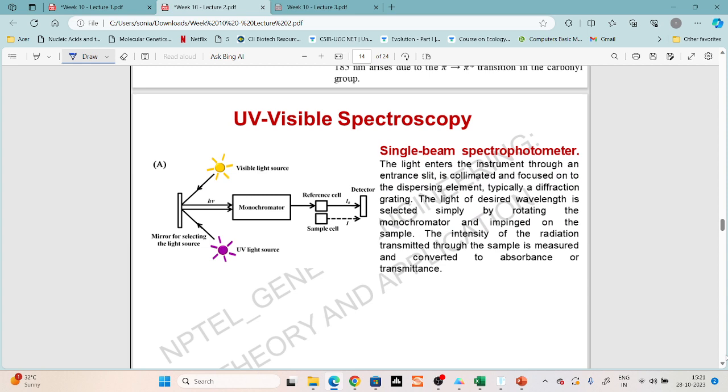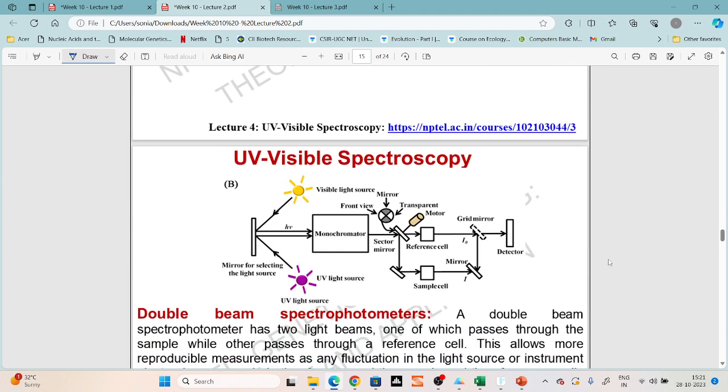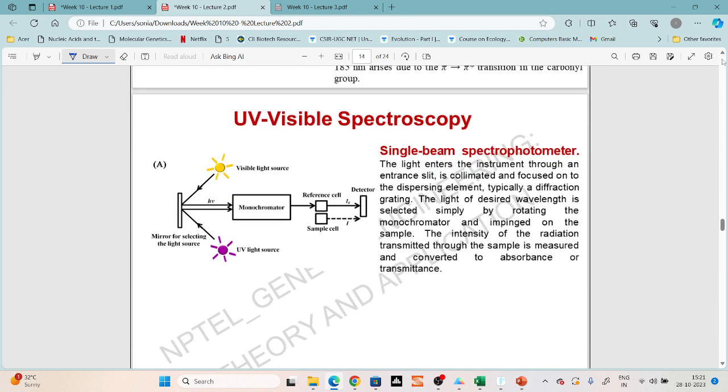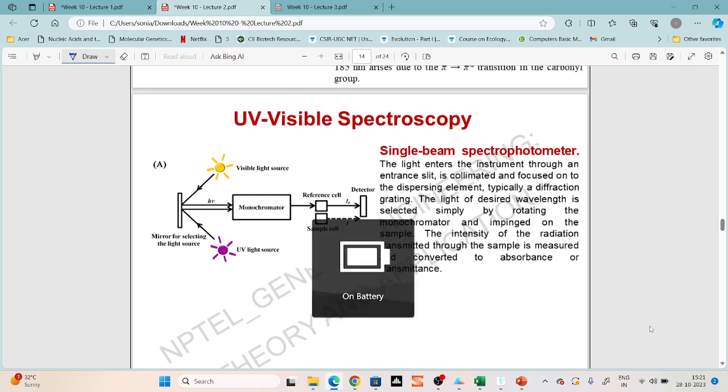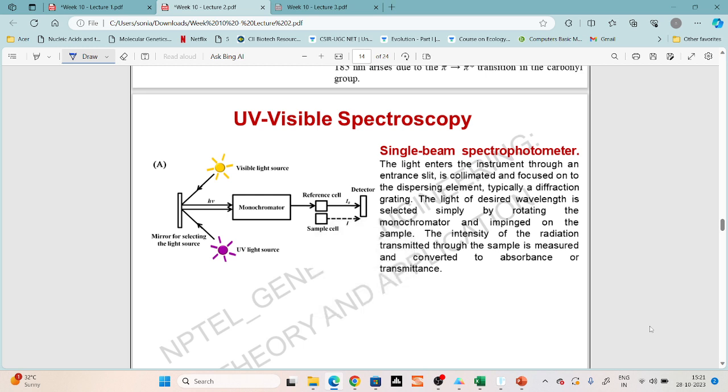Now we come to the spectrophotometer. A spectrophotometer can be either a single beam spectrophotometer or a double beam spectrophotometer. What is the meaning of a single beam spectrophotometer? So this is your light source. The light source can be either a UV light source or a visible light source.